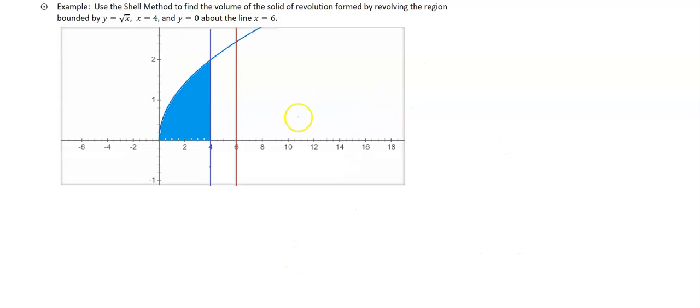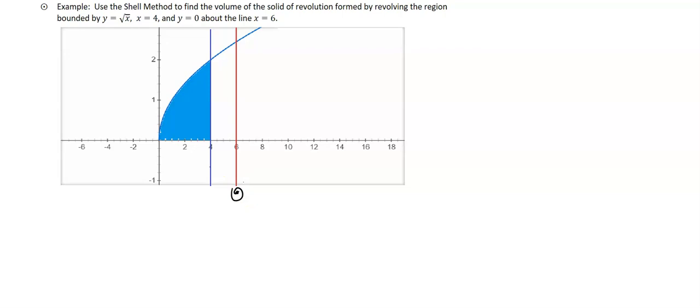A variation on this problem is one where you're revolving around a different vertical axis. So this one says use the shell method to find the volume of the solid of revolution formed by revolving the region bounded by y equals the square root of x, x equals 4, and y equals 0 about the line x equals 6. So instead of revolving it around the y-axis and forming this kind of like cylinder with a cone taken out of it, we're going to be taking this shape and revolving it around the line x equals 6. So this is our axis of revolution.